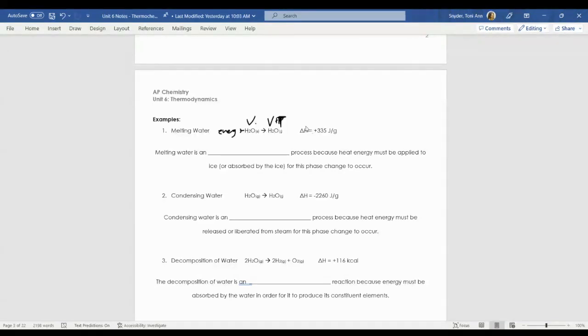And you'll see that my delta H in this example, my change in enthalpy, is a positive value. Positive value means that this has to absorb energy for this to occur. So because melting water has to absorb energy to become a liquid, melting water is an example of an endothermic process. And this is because heat must be applied to the system, or heat must be absorbed by the ice in order for this phase change to occur.